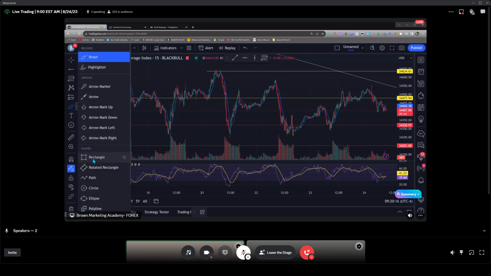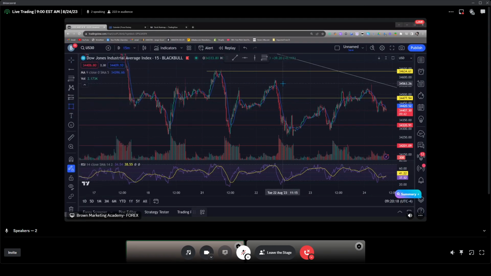We're going to grab our rectangle tool. And now you want to mark off the last green candle before I push to the downside, before I sell off, or the last red candle before I push to the upside. So the first one we're going to do is this green candle here. Mark that off. That's the supply area.